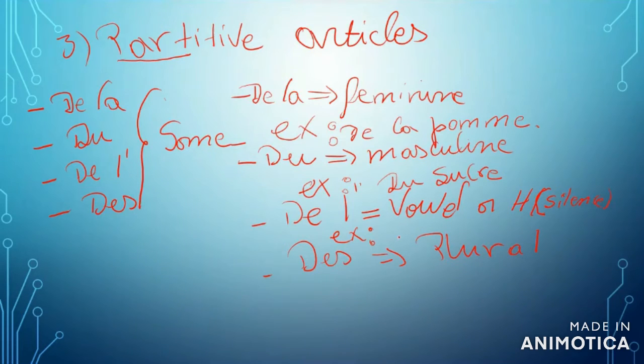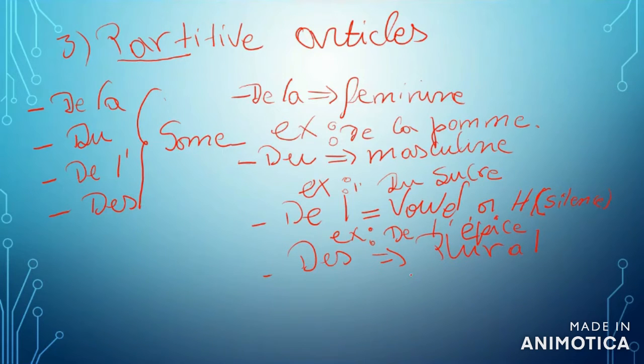We have épice, which is spice. Let's say that we're talking about spice, which is épice in French. If I want some spice, I have to say je veux de l'épice, de l'épice. Why? Because épice starts with a vowel.